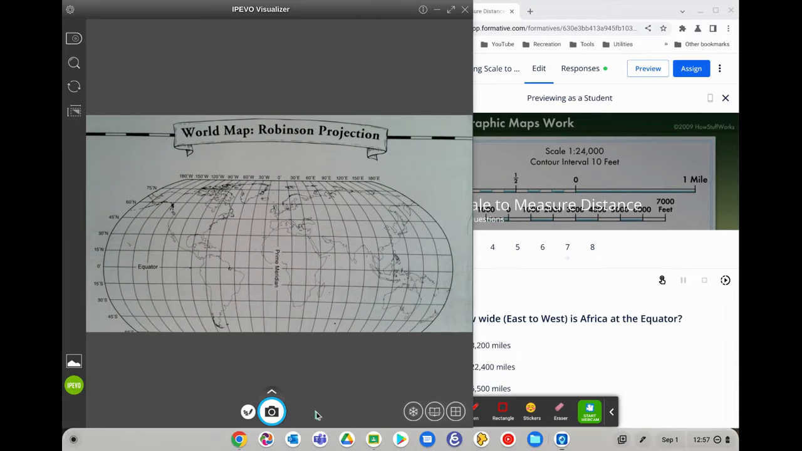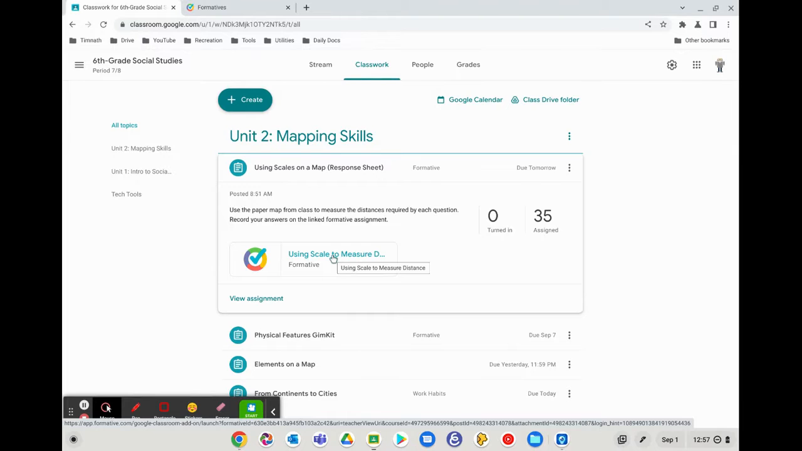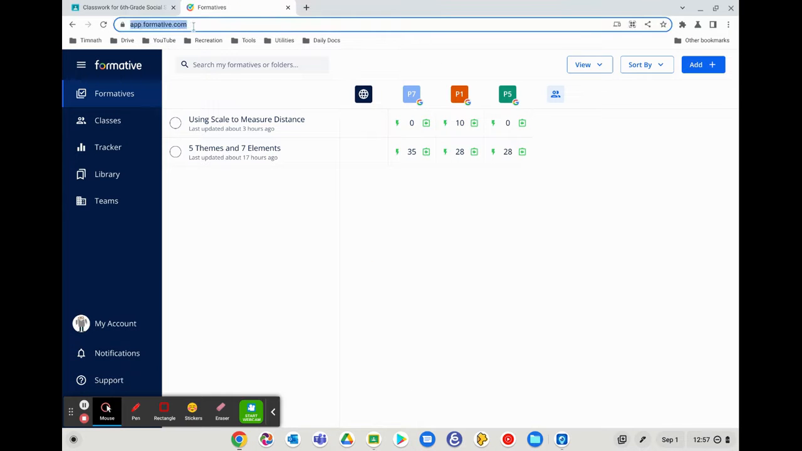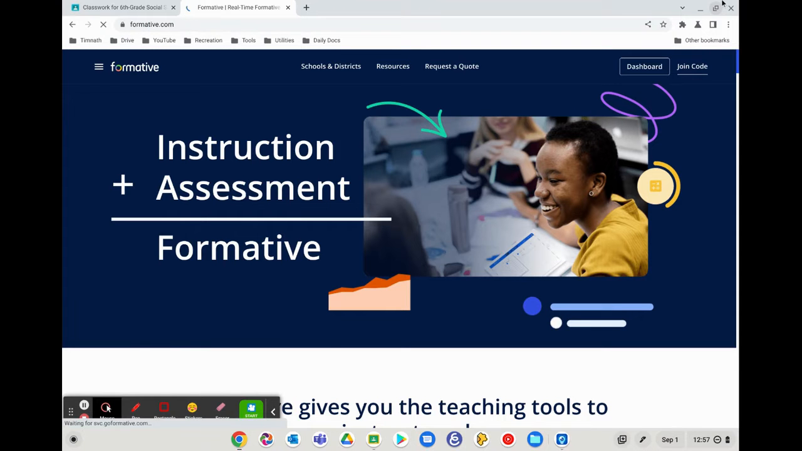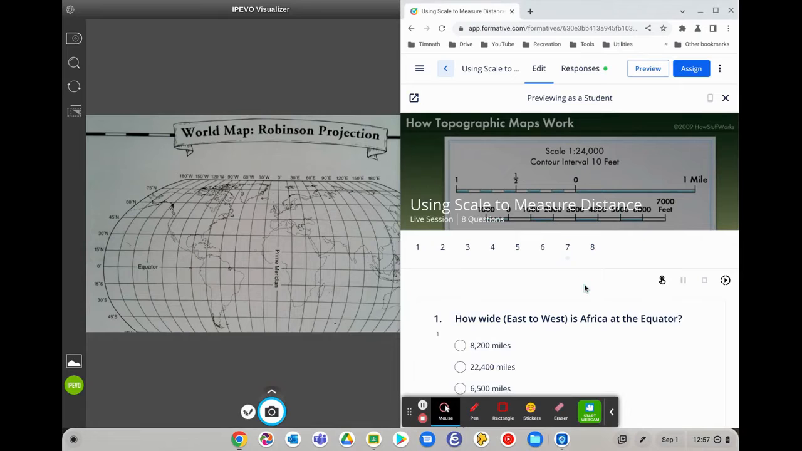And then the second thing that you will need is in Google Classroom. It's under Classwork, Unit 2 Mapping Skills. It's using scales on a map. You'll view the assignment, open it in Formative. If that won't load, just go to formative.com, and then you'll have to log in with Google. So find the login, click on the Google to get logged in, but you will need that as well because the questions exist within Formative.